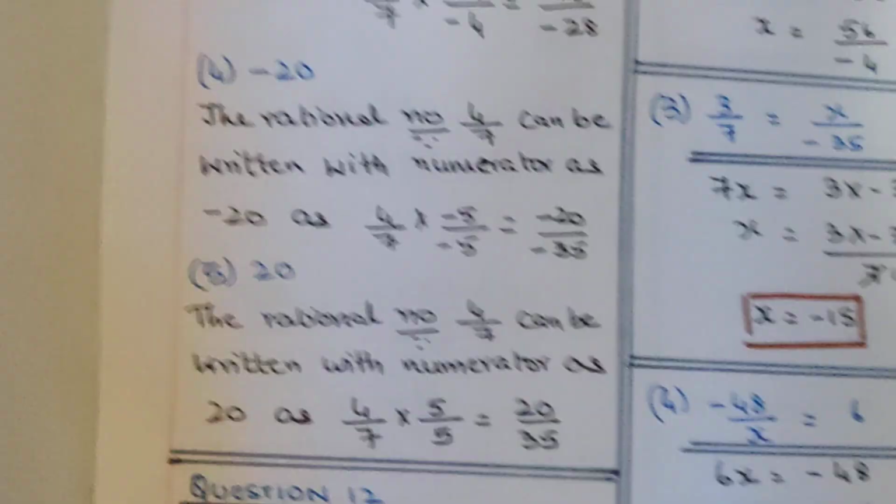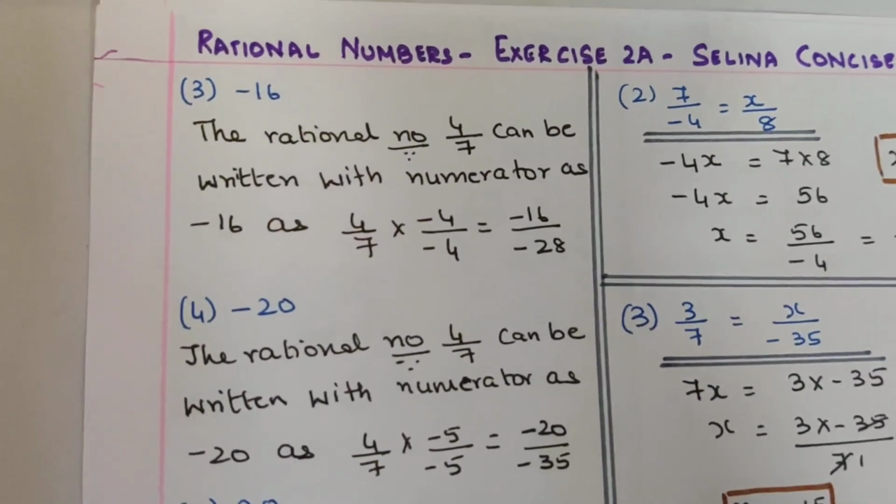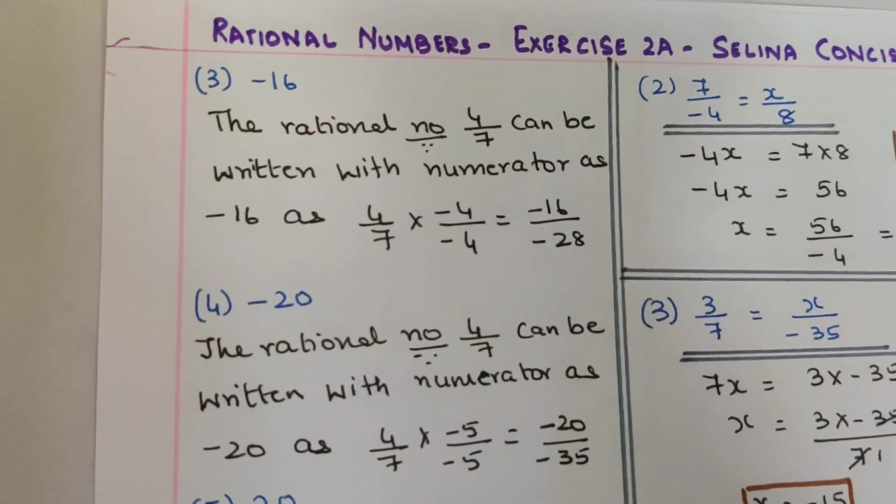Let's move on to the third one. It says minus 16. So if you have to get minus 16 in the numerator, you have to multiply 4 into minus 4.